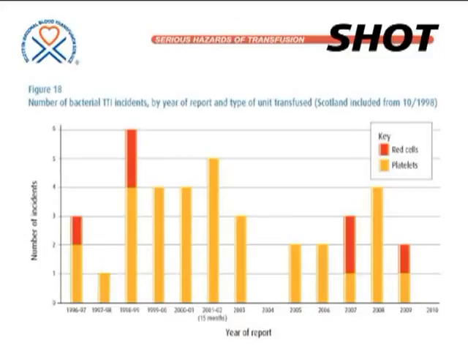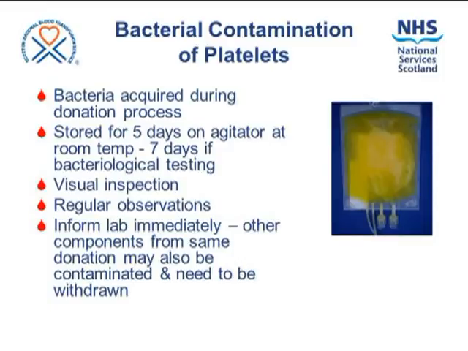Now, this again is data from SHOT, which shows the number of incidents of bacterial infection due to transfusion over a year. The yellow bars represent platelets and the red ones red cells, and you can see that by far and away the commonest cause of bacterial infection is due to platelet transfusions. Now, the reason for this is that if any bacteria are acquired during the donation process, platelets are stored at room temperature, and this allows the organisms to multiply to levels where they can cause a significant infection in patients.